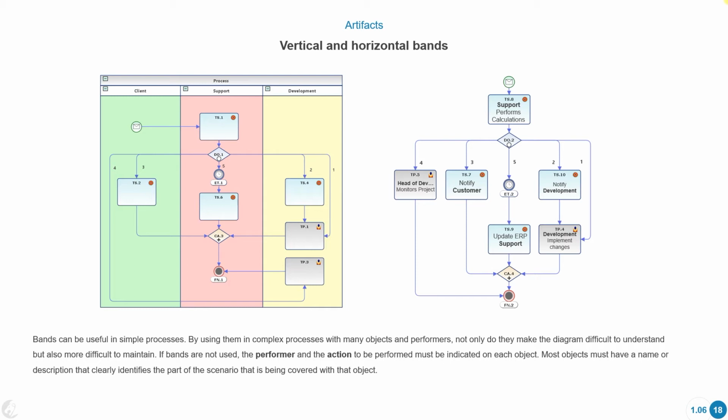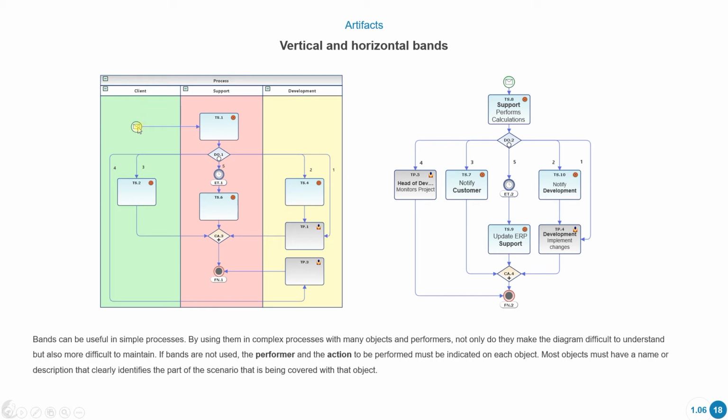Most objects must have a name or a description that clearly identifies the part of the scenario that's going to be covered. So here we can see the exact same process at the left and at the right. Here at the left, we can see we've used bands. So here it says client, support, and development. And yes, we could say it's easier to follow.